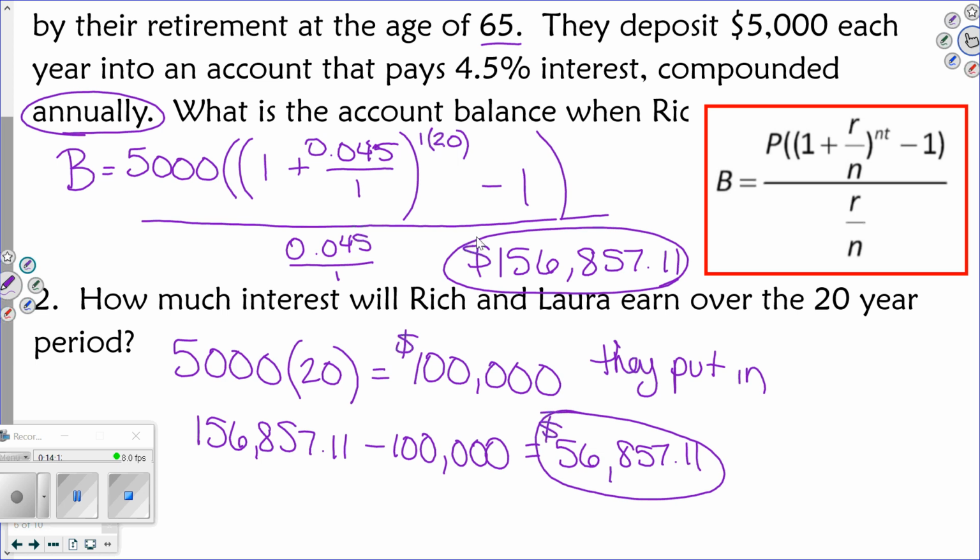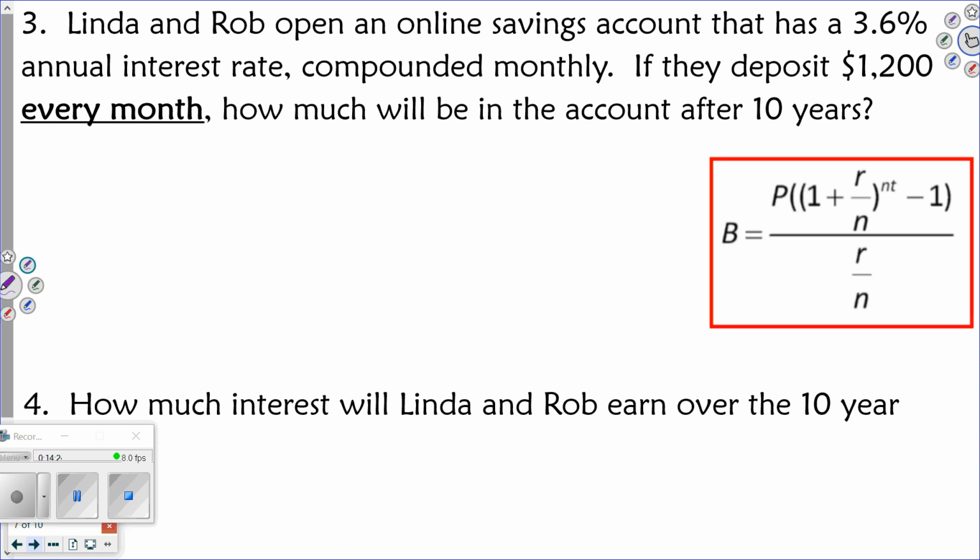Okay. Questions so far? Calculator-wise, we doing okay? All right, number 3, Linda and Rob open an online savings account that has a 3.6% annual interest rate compounded monthly. If they deposit $1,200 every month, how much will be in the account after 10 years?